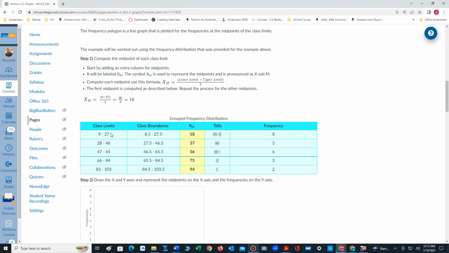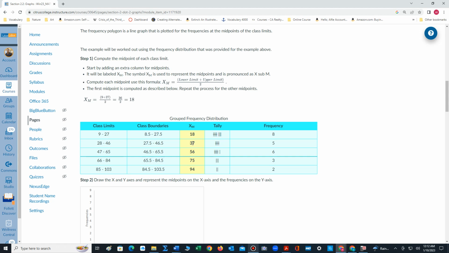So let's take a look at the first example here. We have 9 through 27. We add 9 and 27, so 9 plus 27 is 36, and then we divide by 2 to get 18. So the first midpoint is 18. It's the midpoint of the first class.